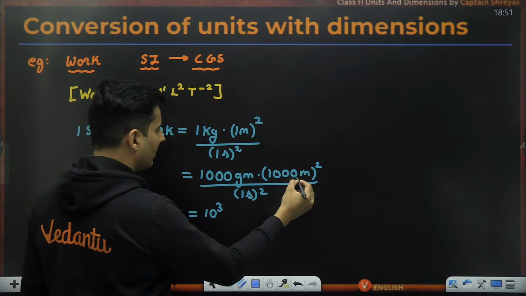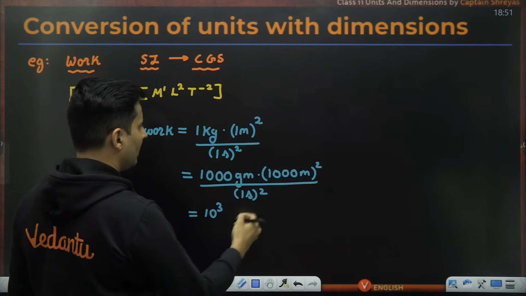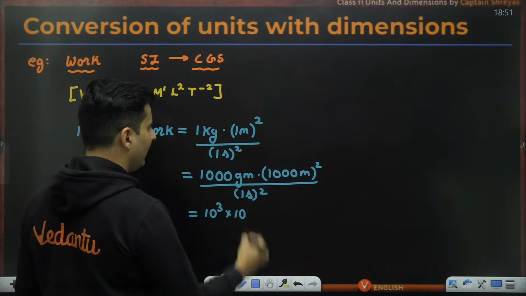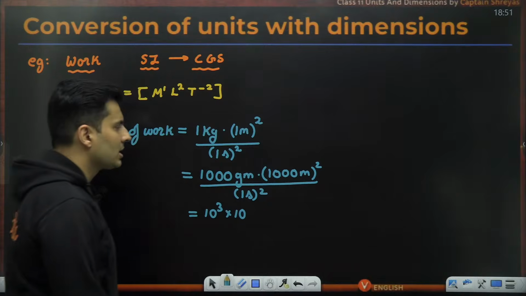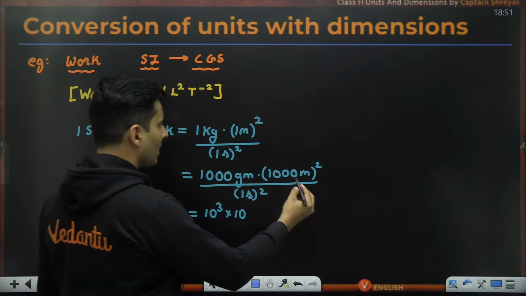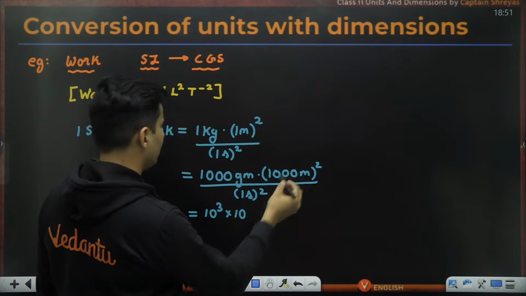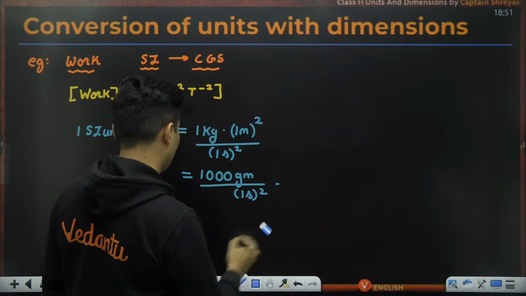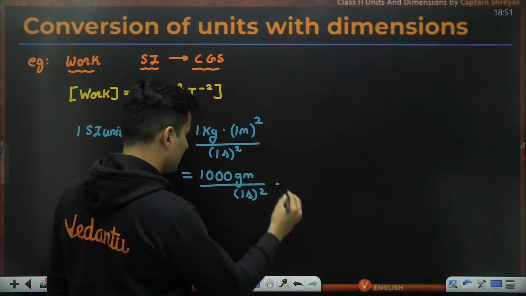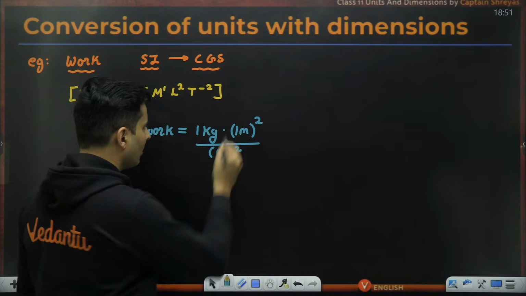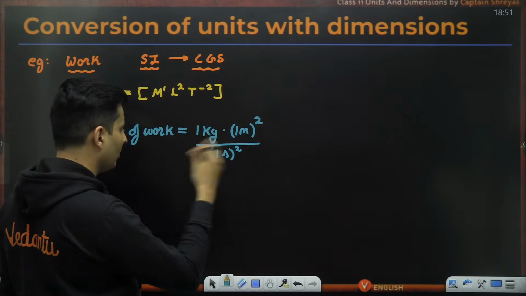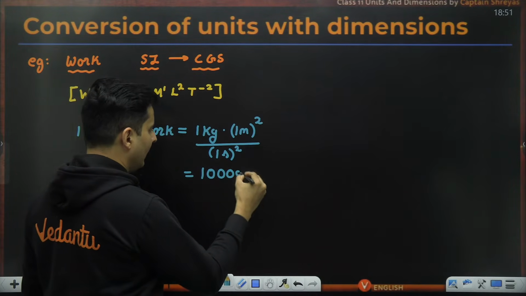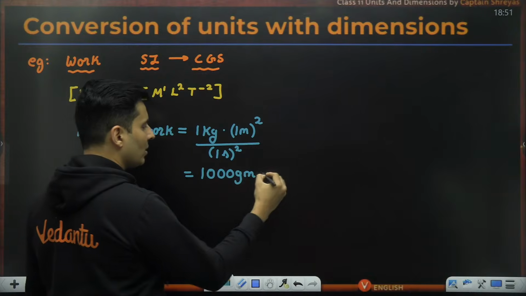Sorry, this should be centimeters. I'm so sorry, I wrote something weird. I wrote 1 meter as 1000 meters. I was thinking of kilometers and I wrote meters. My bad. So 1 kilogram is 1000 grams.